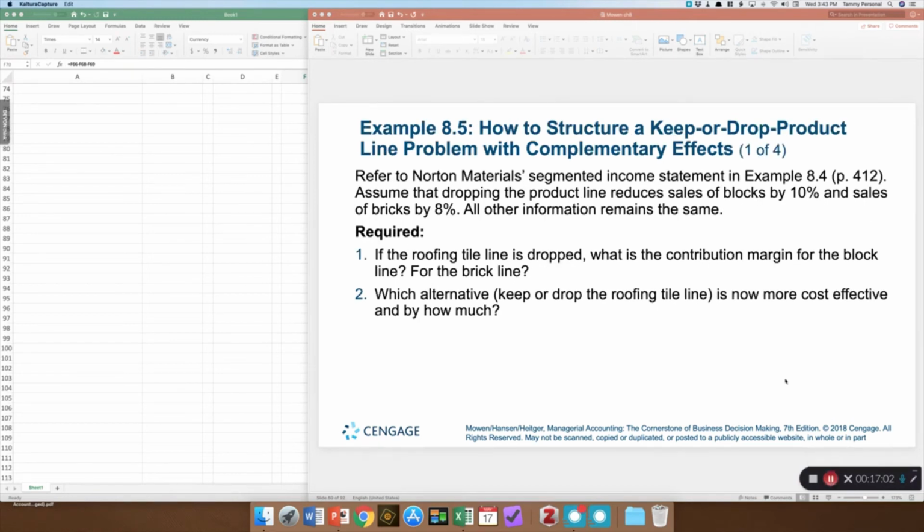So again, I'm going to just walk through this one. Hopefully it'll make sense for you. Our situation is the same as our last, right? Remember, we were losing money on the roofing tiles, and we decided that it would make sense, that it would actually improve our bottom line by $35,000 to drop those roofing tiles. But what happens if we drop those roofing tiles and it reduces the sales of blocks by 10% and the sales of bricks by 8%? So what happens then? What should we do in that case?